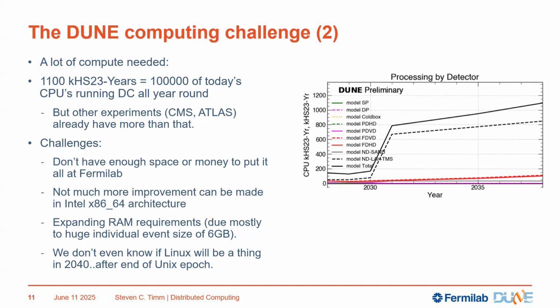Expanding RAM requirements. This is the big thing for DUNE that the others don't have. We have a huge individual event size. Right now, we can't even store it all in memory, but all the previous software expected that you had to. So the DUNE code is very RAM intensive. People keep on working on pulling it down, but then other things explode, whatever.